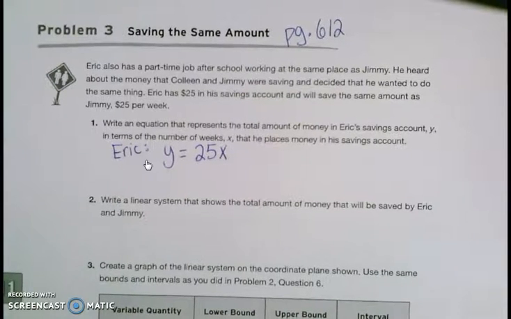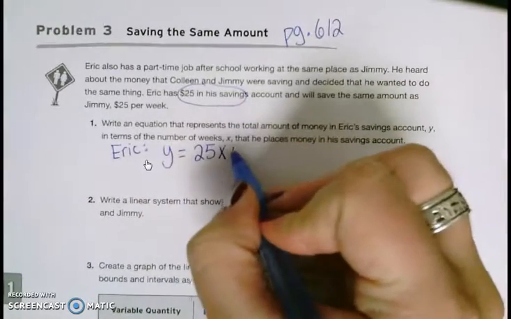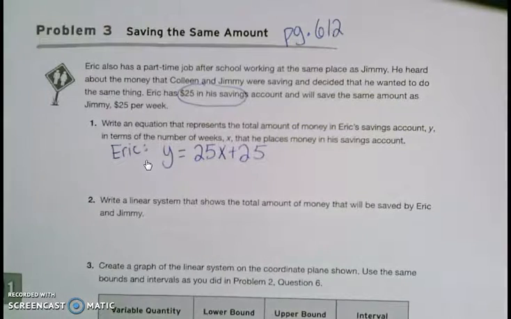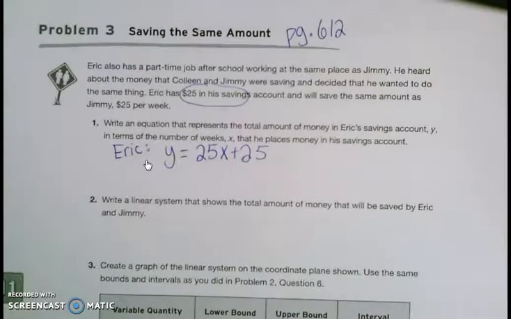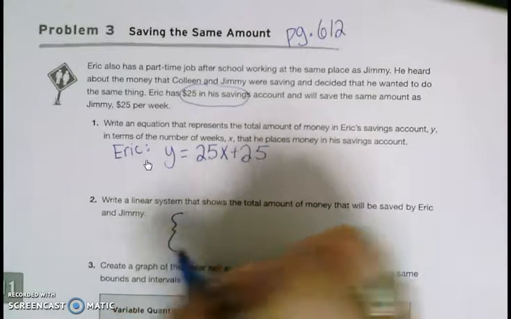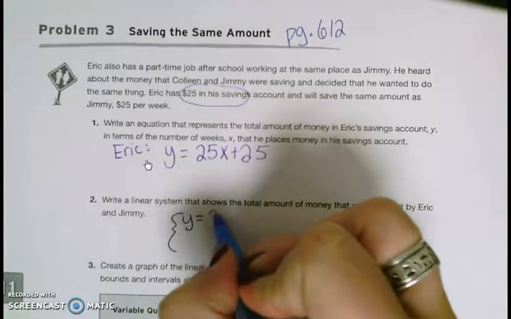That's why we picked it as our slope, because it could be after 1 week or it could be after 10 weeks. And then his original amount that he already had in his savings was 25, so we're going to add 25 to that. That's going to be his equation. In number 2 it says to write a linear system. When we write a linear system, we do a little thing like this, and then they want you to write Eric's equation, which we just did.